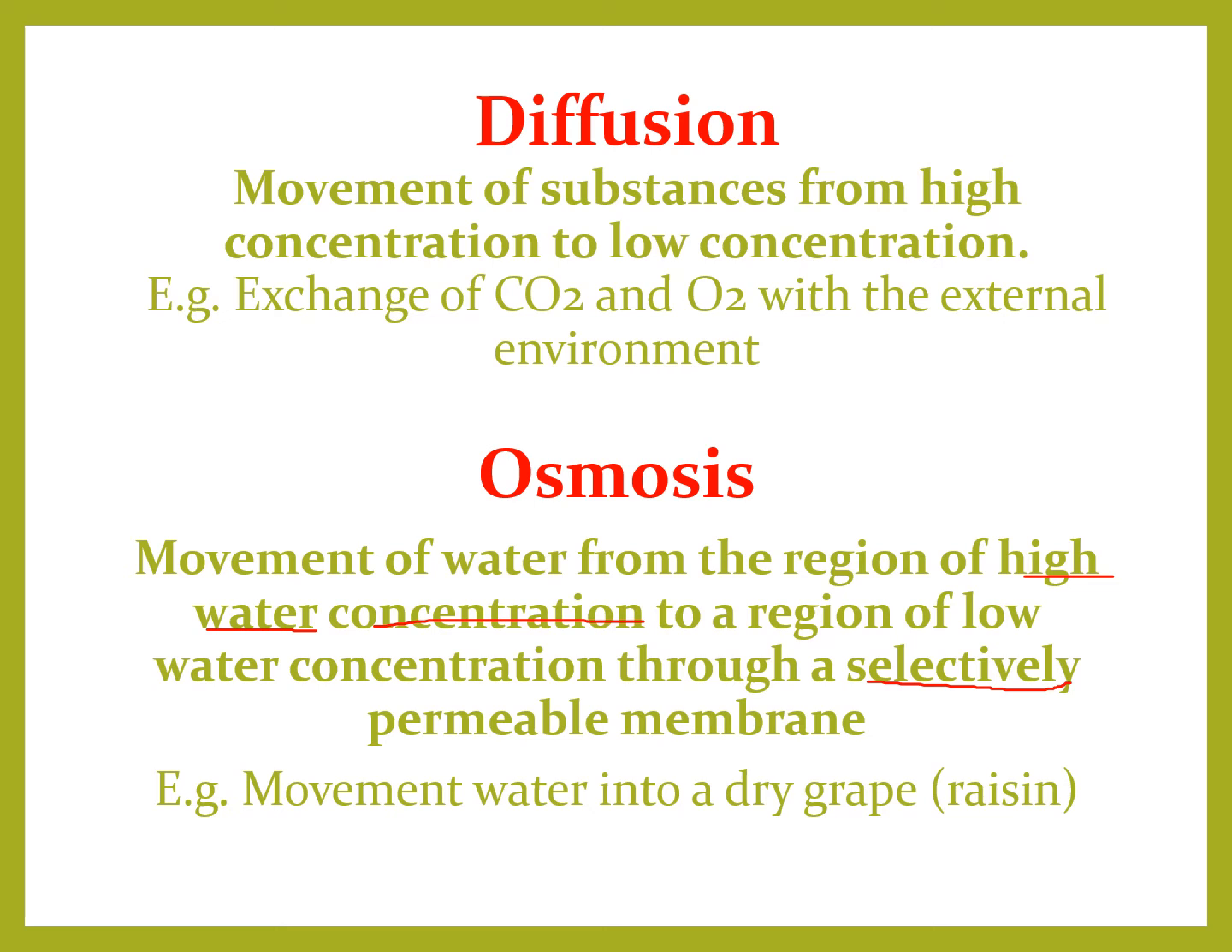Suppose you keep a dry grape raisin in water. What happens? After some time you see that water has entered into the grape and the grape has swollen up. That means the water has entered into the grape through the covering of the grape, which is a selectively permeable membrane. It has allowed the water to enter into the grape. So, osmosis has occurred.